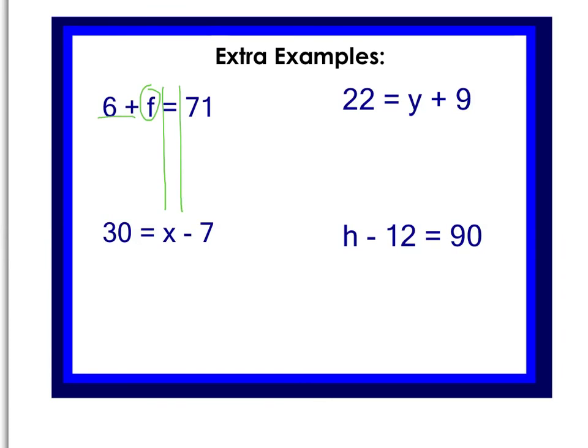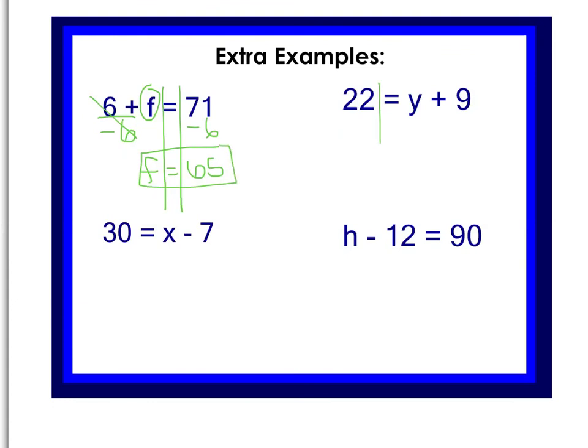So I see the sign is plus, so I'm going to write a minus, and the number next to it is 6, so I'm going to minus 6. Okay, do that to both sides. And on the other side, I have a math problem left. So I'm going to subtract, and I get 65.